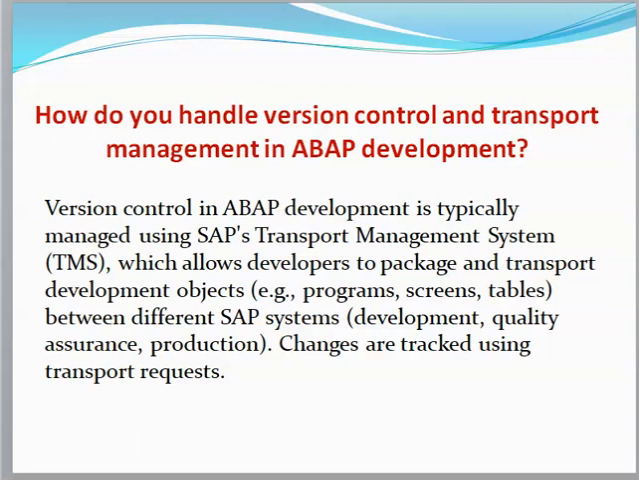How do you handle version control and transport management in ABAP development? Answer: version control in ABAP development is typically managed using SAP's transport management system, which allows developers to package and transport development objects. Example: programs, screens, tables between different SAP systems, development, quality assurance, production. Changes are tracked using transport requests.